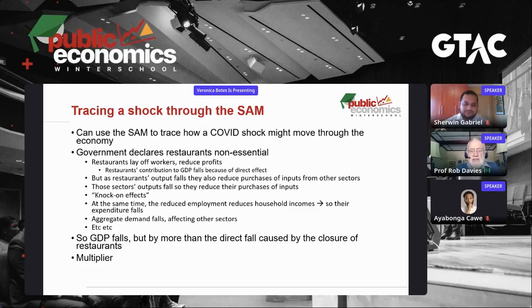At the same time, they reduced employment, which reduces household incomes, and so their expenditures fall. And there's a further thing. So we've got two kinds of circuits going around here, which is causing the economy to contract just from the one sector being closed down. Now, obviously, under the pandemic, lots of things were restricted, and not just because of the government mandate. People stopped going to work and avoided public transport and so on, and so GDP contracted, and that's the multiplier.